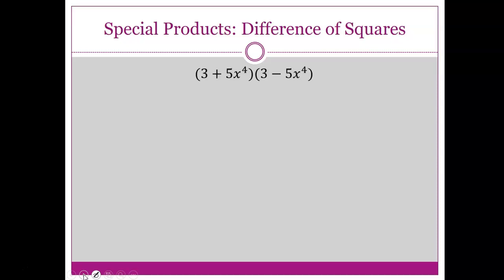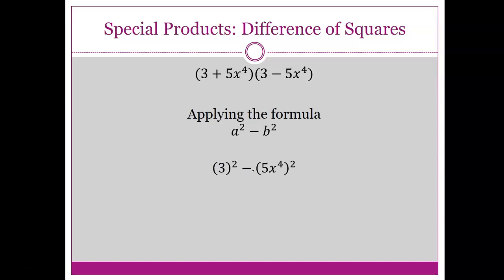So for example, 3 plus 5x to the fourth times 3 minus 5x to the fourth, using our special formula of a squared minus b squared, says that this is the same as 3 squared minus quantity 5x to the fourth squared, which is really just 9 minus 25x to the eighth. Because again, that squared term distributes to the 5 and the x to the fourth, and a power to a power is multiplied.